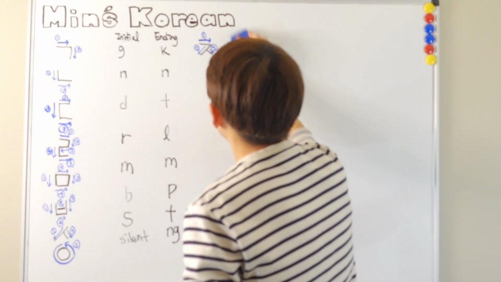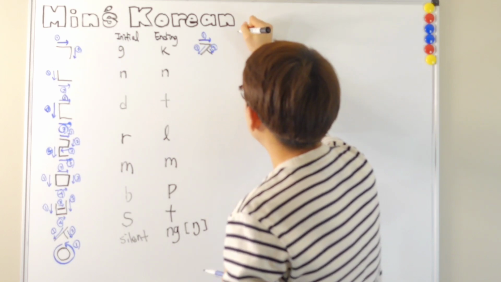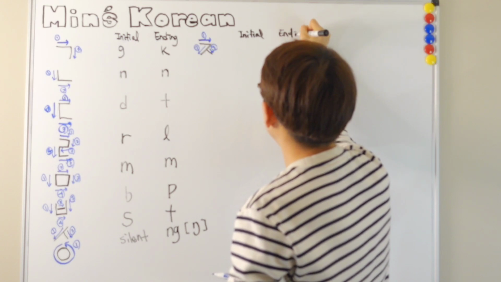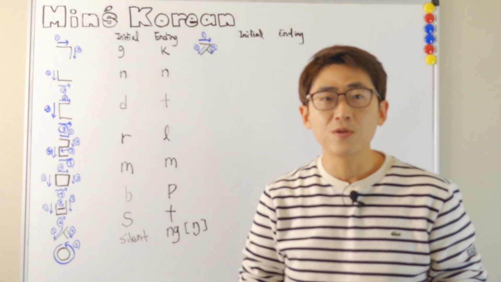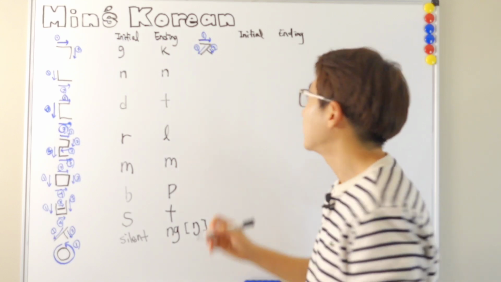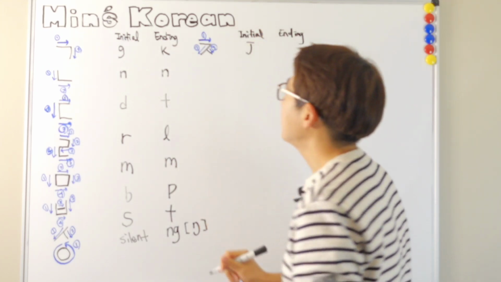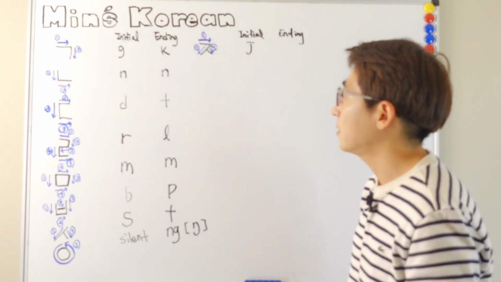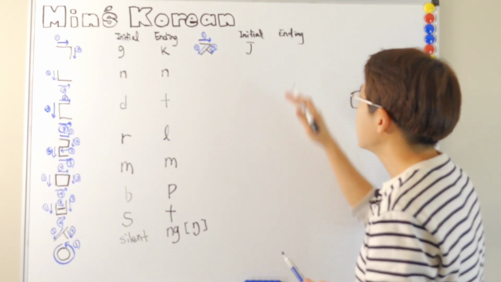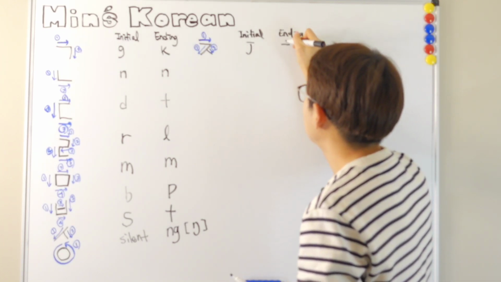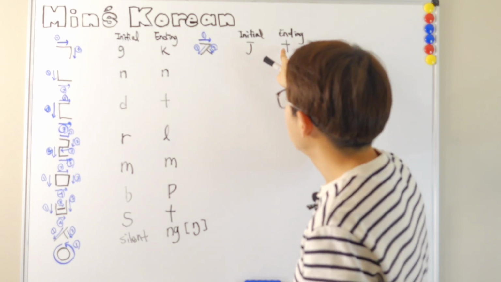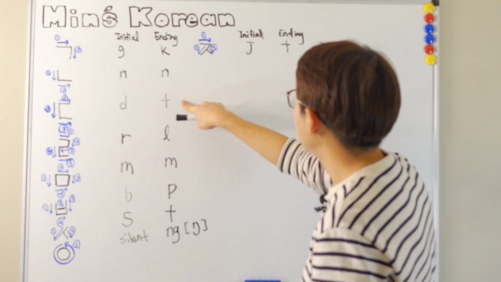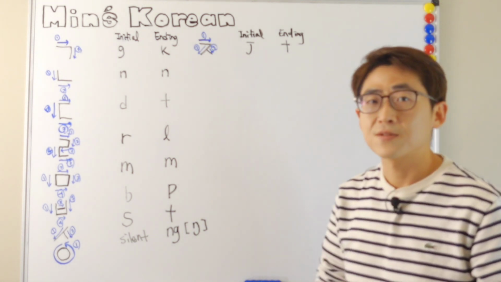And over here, let's write this one again, initial and ending. So when it's used as an initial consonant, it makes the sound of J, basically. J, as in joy. Okay? And when it's used as the ending consonant, it makes the sound of T. Just like D or this one, 시옷 or 디귿, or yeah, just like that.